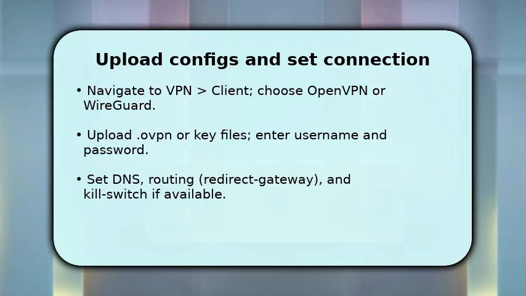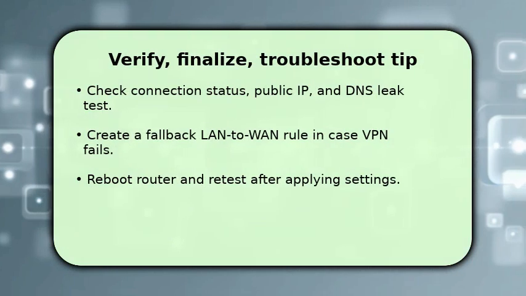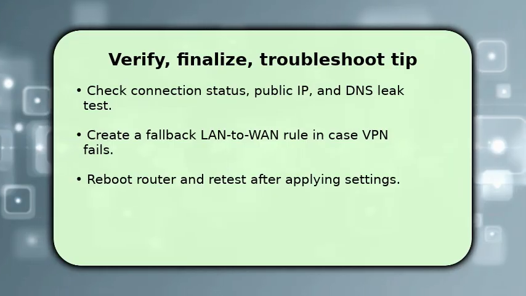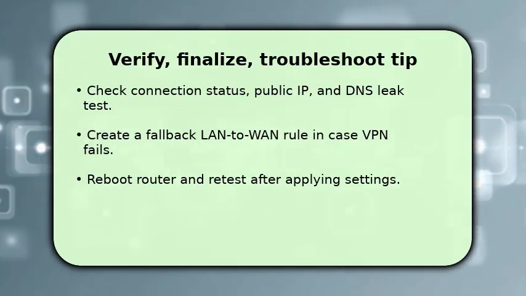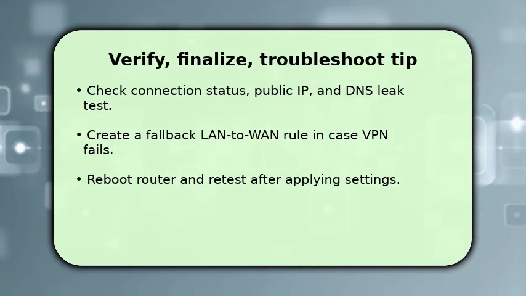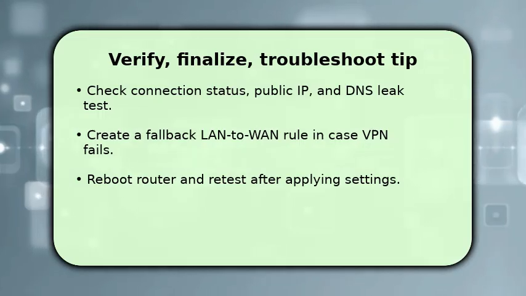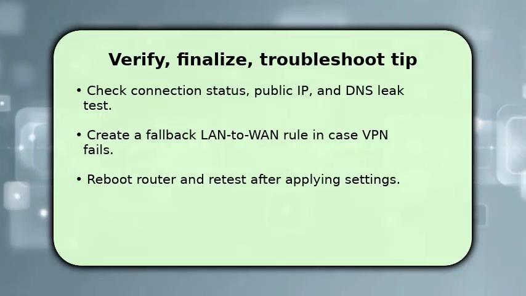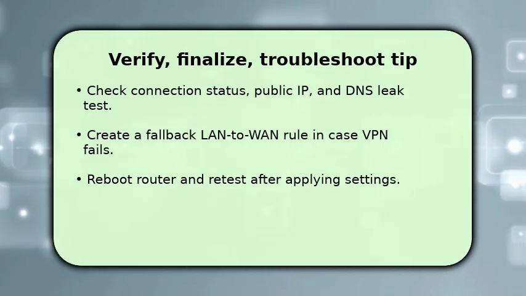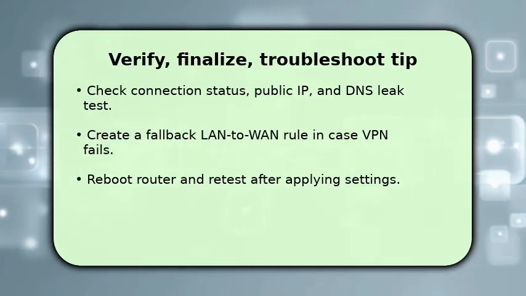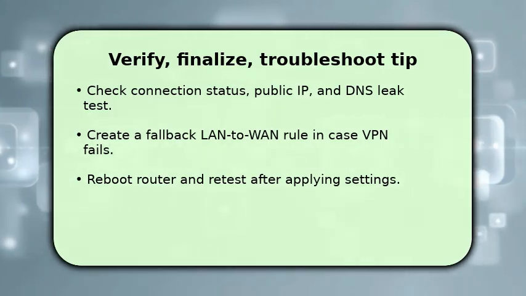Finally, verify the VPN is active by checking the router's status page and confirming the public IP matches the VPN server location. Run a DNS leak and web IP test from a device on the LAN to ensure all traffic routes correctly. If everything looks good, schedule a reboot and save a backup of the router configuration.